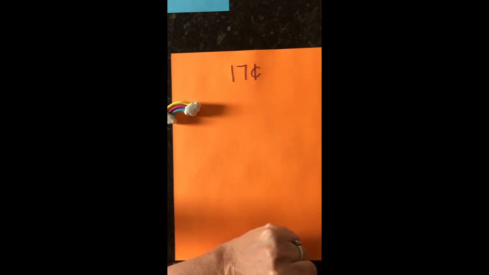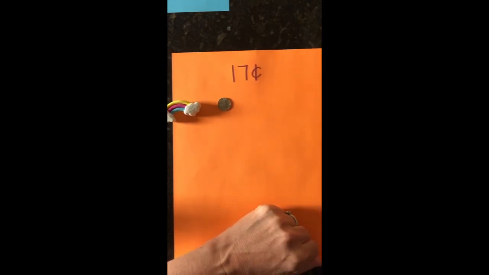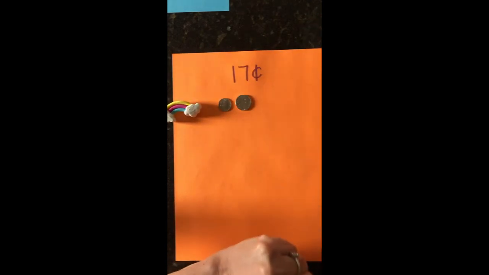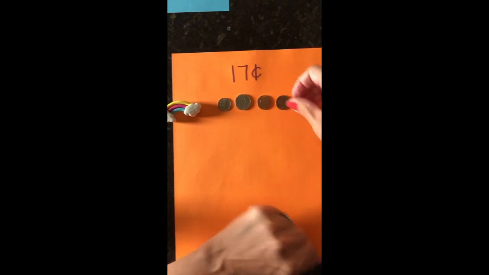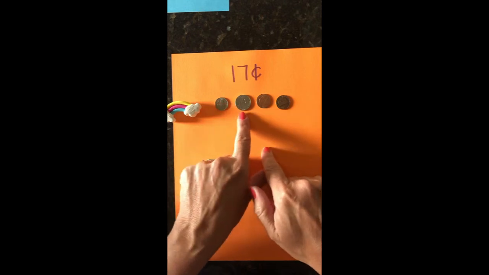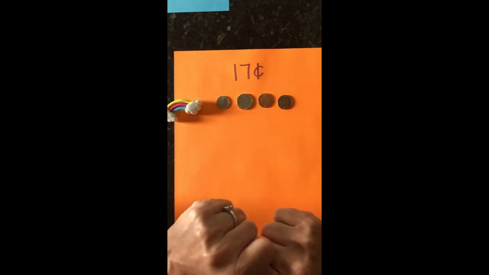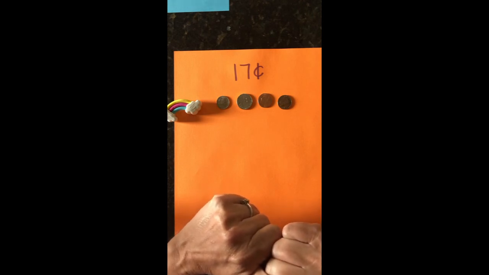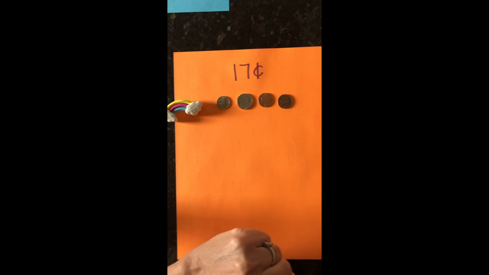Could you do dimes and nickels? Yes. So here's one dime, 10 cents. 15, 16, 17. So we use dimes, nickels, and pennies. 10, 15, 16, 17 cents. Another way we could make 17 cents, we could just use nickels and pennies.